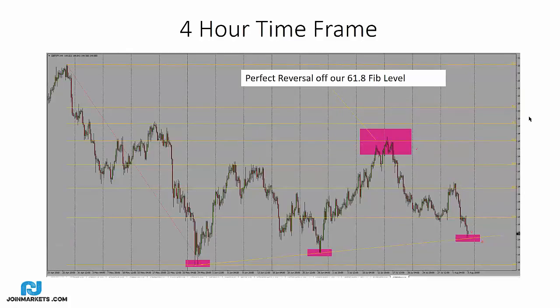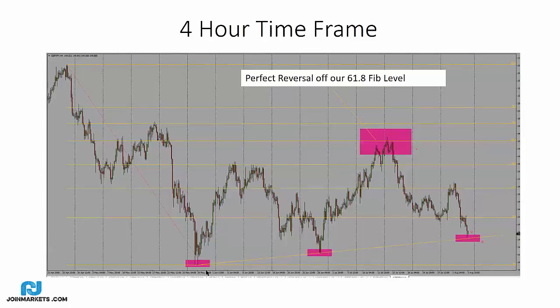Then we go on our 4 hour, so we draw our fib level from top to bottom, and we wait for a reversal. So the 61.8 here, perfect. At 61.8, we have a head and shoulders pattern, very slight, but still there. And we drop right away, all the way down to here.